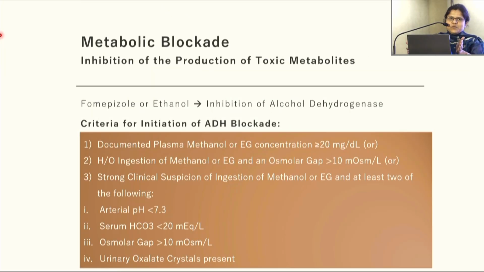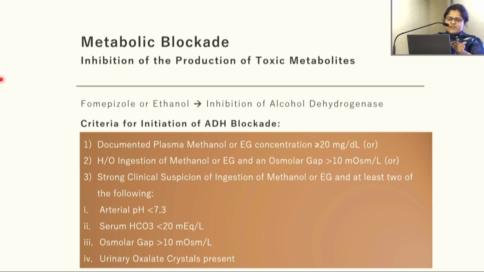The next is metabolic blockade, that is inhibition of production of toxic metabolites. As we already know, methanol and ethylene glycol are less toxic than their metabolites. So we want to inhibit the conversion to toxic metabolites. Where we want to act is at the alcohol dehydrogenase level, right? So fomepizole or ethanol causes inhibition of alcohol dehydrogenase. The half-life of the parent alcohol will be increased in these cases when you use metabolic blockade.